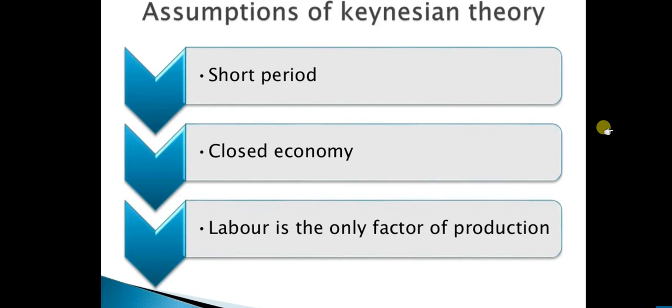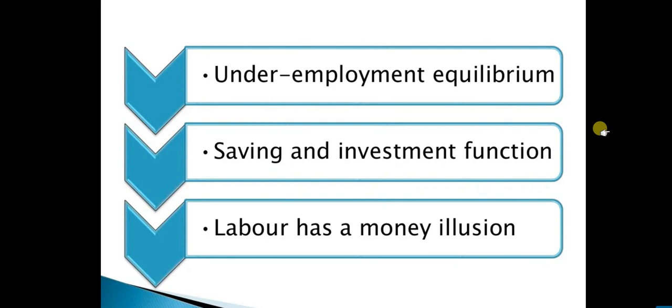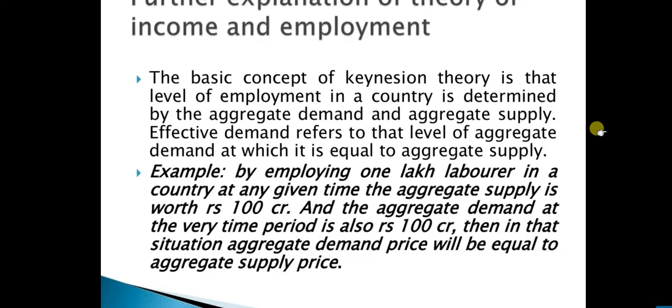Assumptions of the Keynesian theory: a short period, closed economy, and labor is the only factor of production. So these were the assumptions, and we have three more assumptions under the employment equilibrium: saving and investment function, and labor has a money illusion. Right. So we have a further explanation of the theory as well. Let me explain this theory with an example.